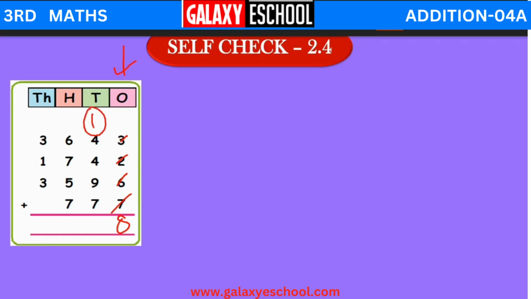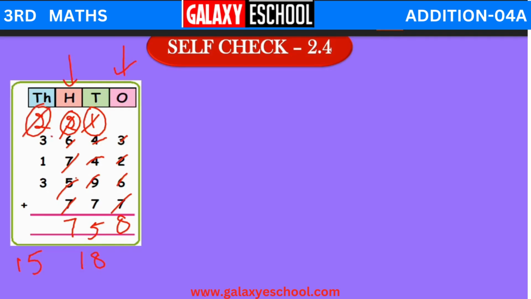In the tens place we have 1 plus 4 equals 5, 5 plus 4 becomes 9, 9 plus 9 becomes 18, now 18 plus 7 becomes 25. So 5 here and 2 carried. In the hundreds place we have 2 plus 6 becomes 8, 8 plus 7 becomes 15, 15 plus 5 becomes 20, and 20 plus 7 becomes 27. 2 carried and 7 written here.